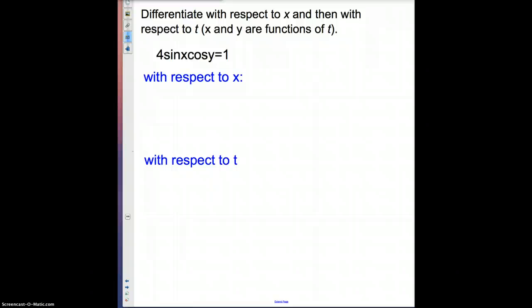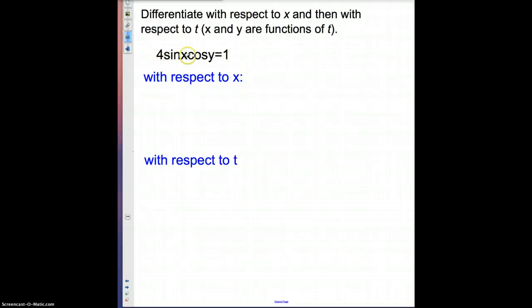All right, another example from your homework, we'll say differentiate with respect to x and then with respect to t. And x and y in that case are functions based on t. So they might be some functions based on time. I'm probably going to get cut off in the middle of this example, so I'll restart another video.